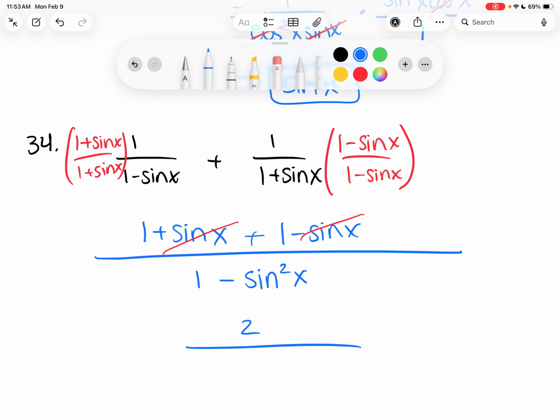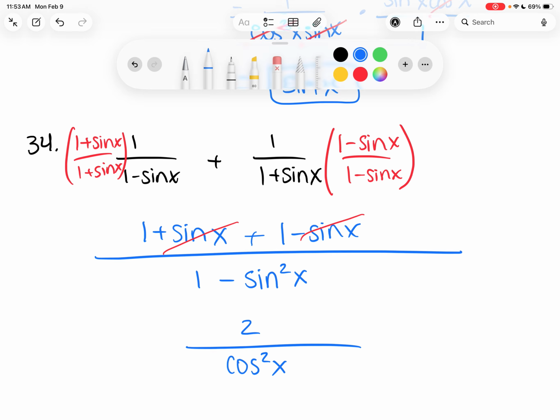Cosine squared of x. Yep, cosine squared of x. Sine squared plus cosine squared is 1. So if we have 1 minus one of those, then it's equal to the other one. So now, am I done? Yeah. No.